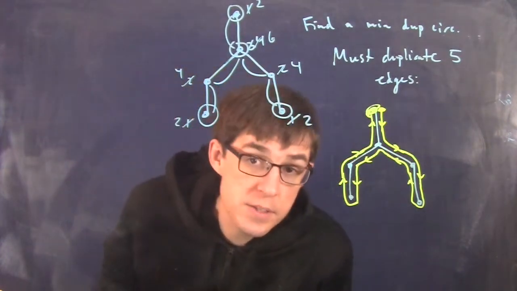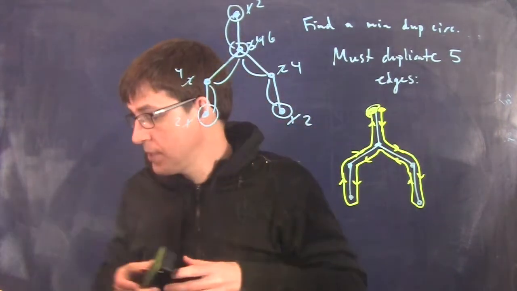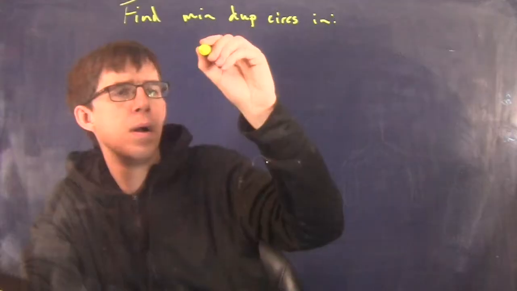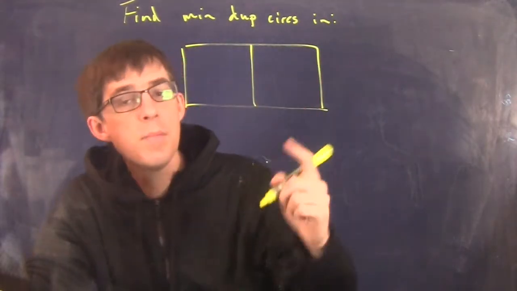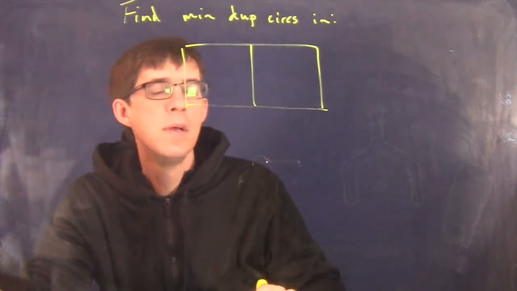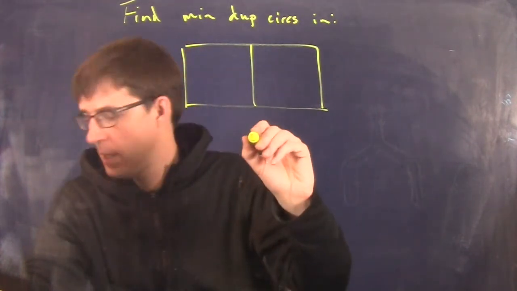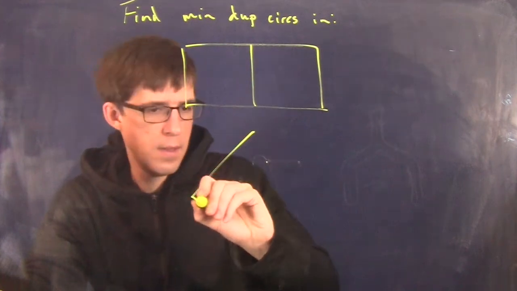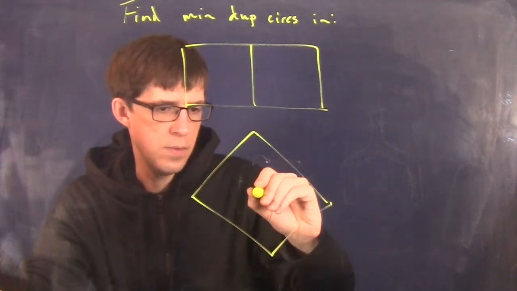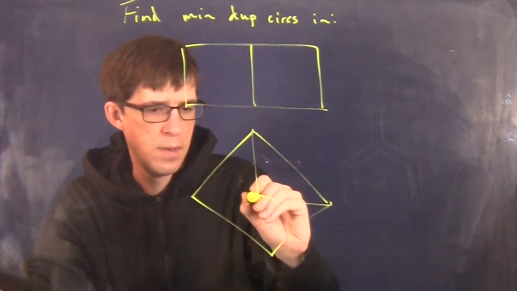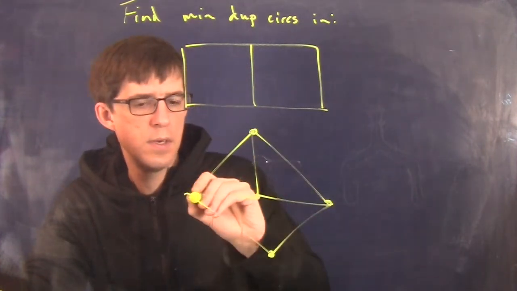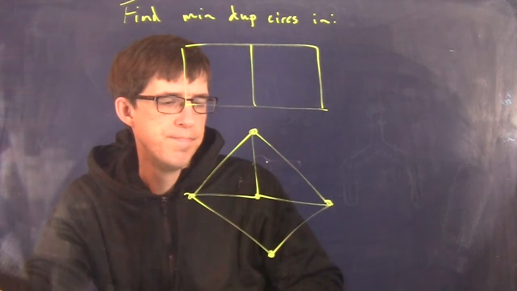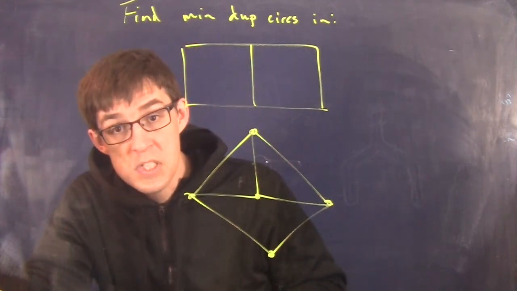Like the wishbone. Grab that thing. Let's try it. I want you guys to try some examples. See what you think. How about these ones? Two separate examples. Find a minimum duplication circuit in that one. And how about this one? All right. Find a minimum duplication circuit in that one. See what you think.